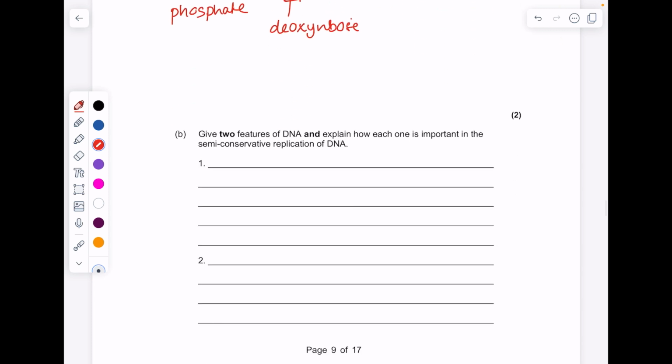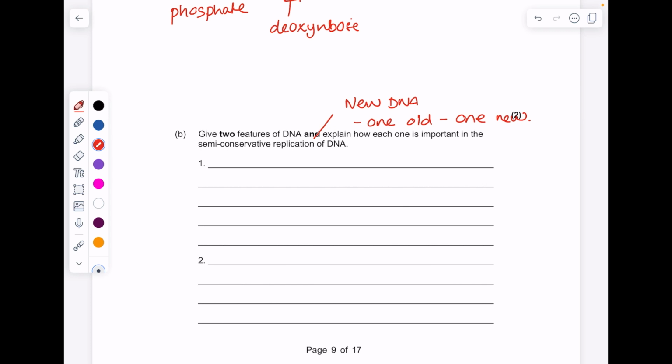Give 2 features of DNA and explain how each one is important in the semi-conservative replication of DNA. Right, in order for semi-conservative replication to occur, we need the new DNA molecule to contain one old strand and one new strand. We need nucleotides to pair up with exposed bases. So first of all, we need to break the hydrogen bonds in the original DNA double helix.